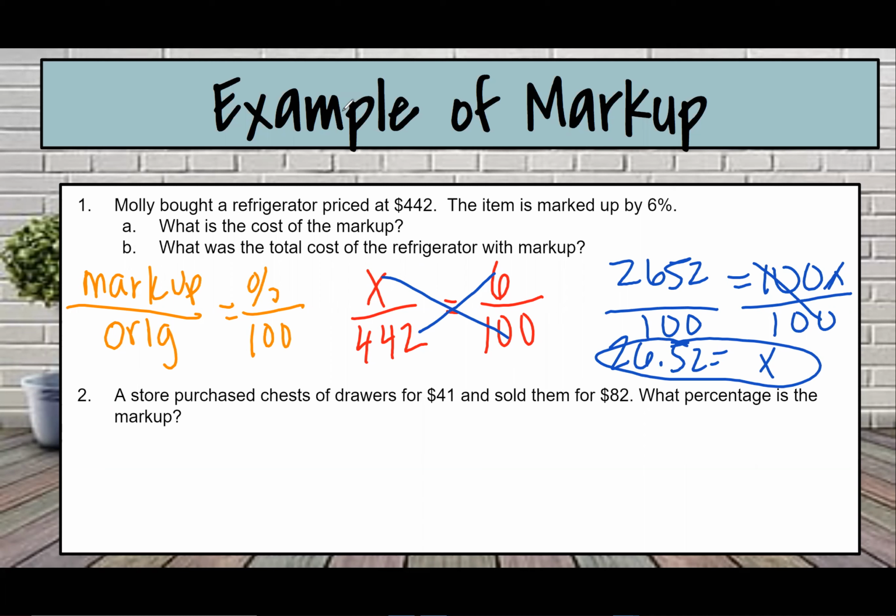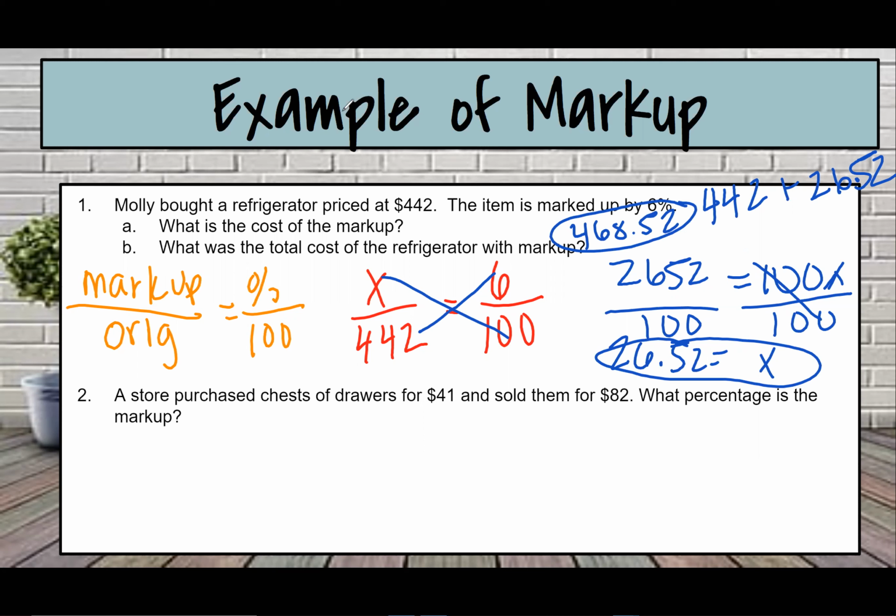Now we want to know the total. So if we've marked it up $26.52, then what we want to do is just go and add it in. 442 plus 26.52, and that will give us our total, which would be $468.52. Okay. And then let's look at the next question.